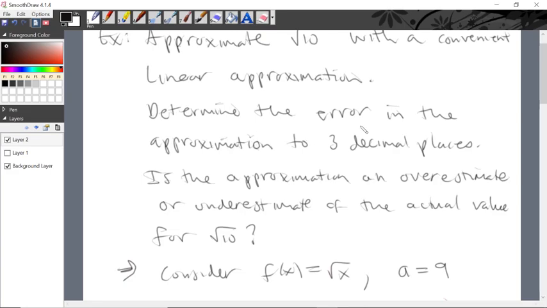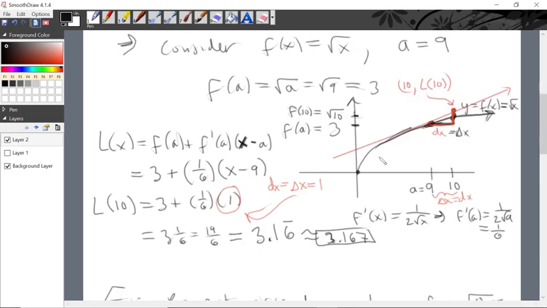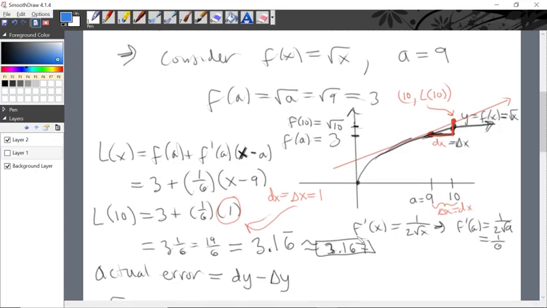Now, determine the error in the approximation of 3 decimal places. To determine the actual error, we would need to know what the actual value for the square root of 10 is. The actual error can be found by taking dy minus delta y. And we can calculate dy, and we can calculate delta y as well, if we had the actual value of the function.